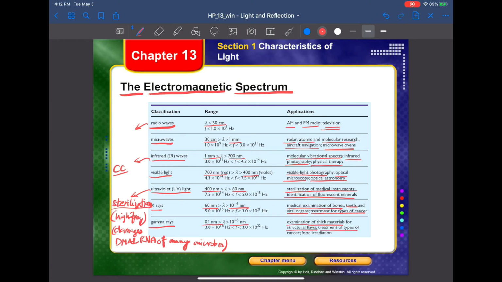They are also used for treatments of some types of cancer, and the most common use of this is food irradiation. What this does is basically damage microbes and extend shelf life. So these are the common uses and the range of wavelengths of the electromagnetic spectrum.